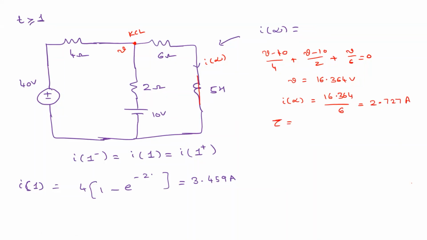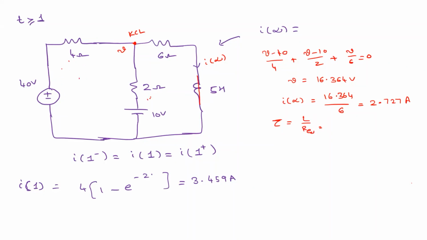What is the time constant tau? It is L by R equivalent. So what is R equivalent? We said that this is a short circuit, and this one is also a short circuit. We have two voltage sources, so the voltage sources we need to short circuit. Now 4 and 2 are in parallel. So if 4 and 2 are in parallel, what is the resultant?